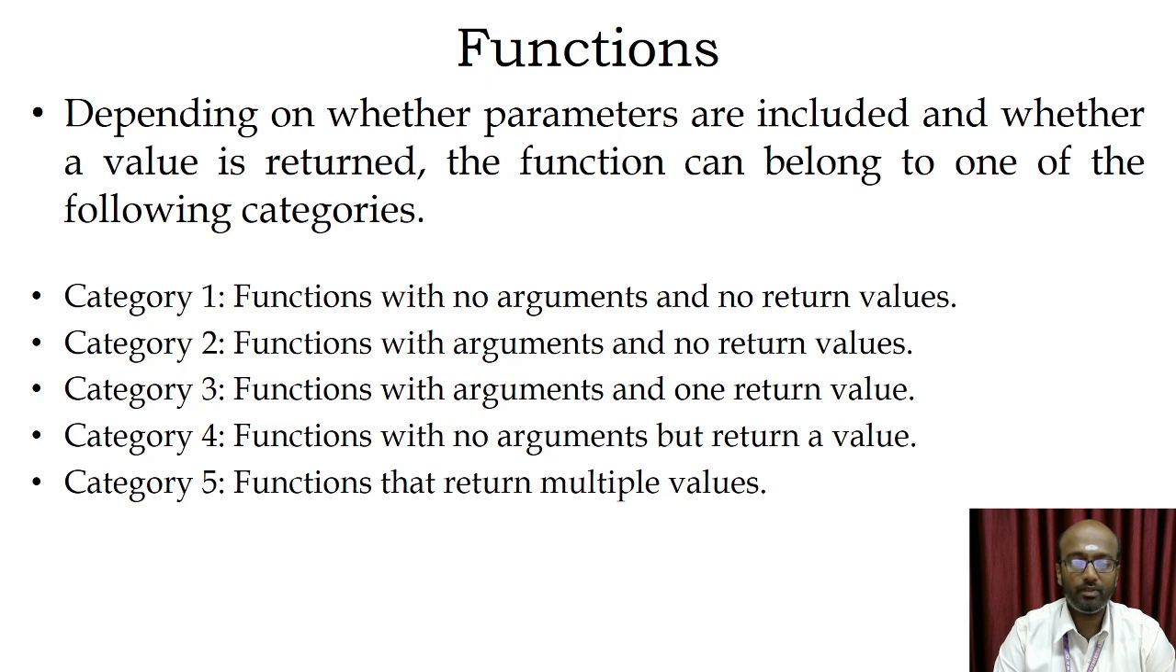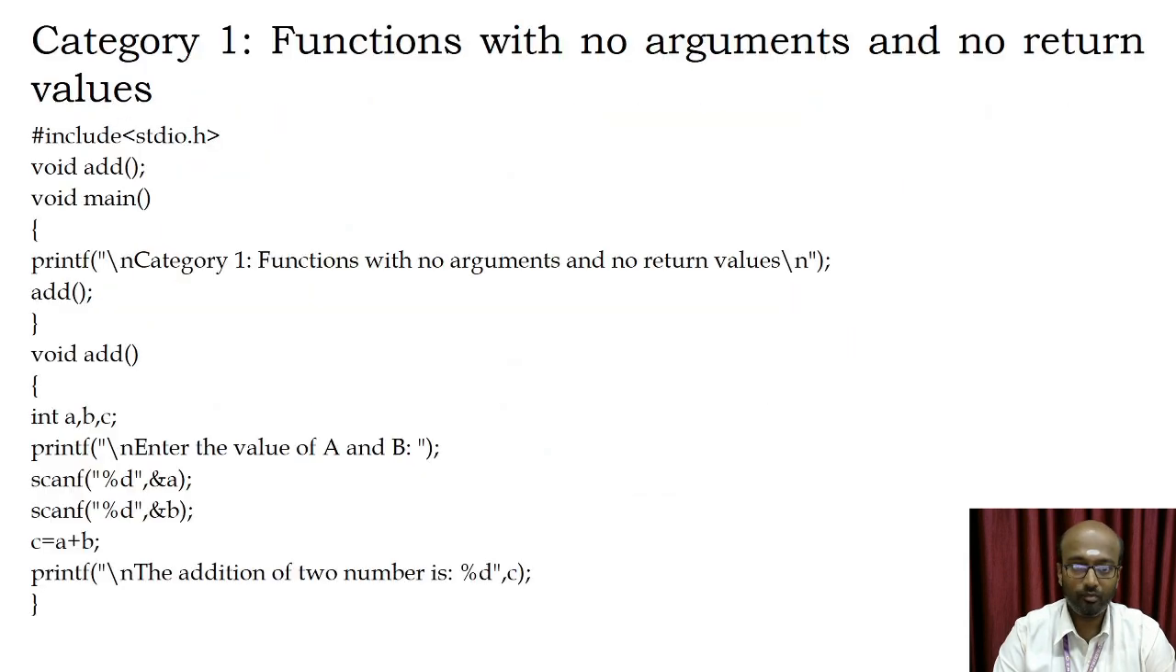Category 2, function with arguments and no return values. Category 3, function with argument and one return value. Category 4, functions with no argument but return a value. And category 5, functions that return multiple values. Let us discuss each and every category.